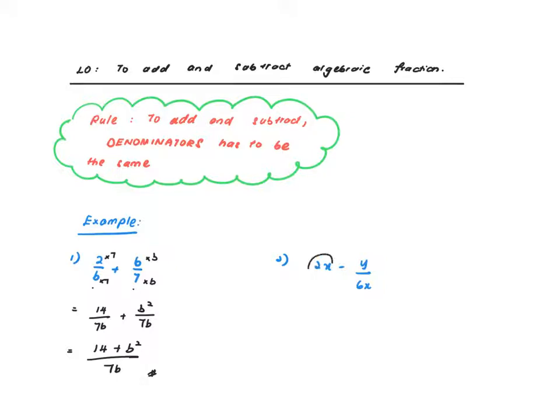Now, because this is not a fraction, we can always turn any number into a fraction by writing it down over 1. So 2x minus y over 6x. Now we need to turn this denominator into 6x, so multiply by 6x and multiply by 6x. We would have 12x squared over 6x minus y over 6x. Okay, then write it down as a single fraction by combining our numerators. And that's it. That would be our final answer.